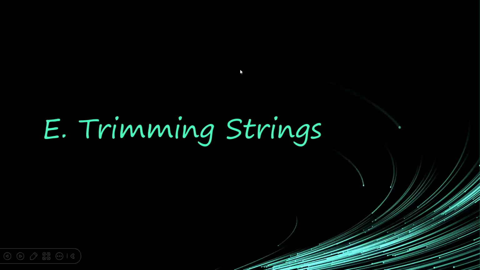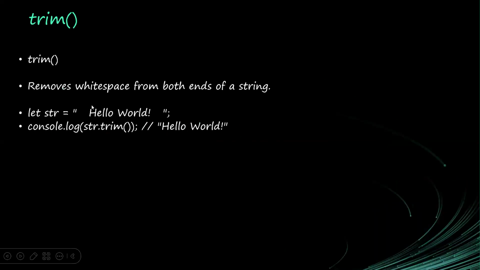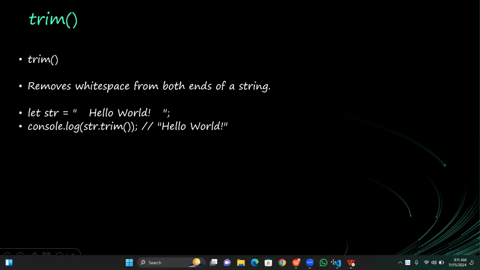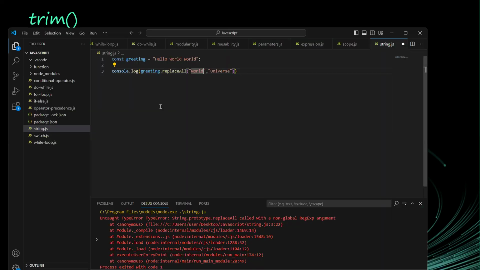So the next one we'll take a look at is trimming, how to trim strings. We have this function called trim. The trim removes white spaces from both ends of a string. You can look at this hello world here. We have white space here and white space here. So it will remove the white space from both ends. So if I go back to code and do something like this, to actually show you this, let me do this.